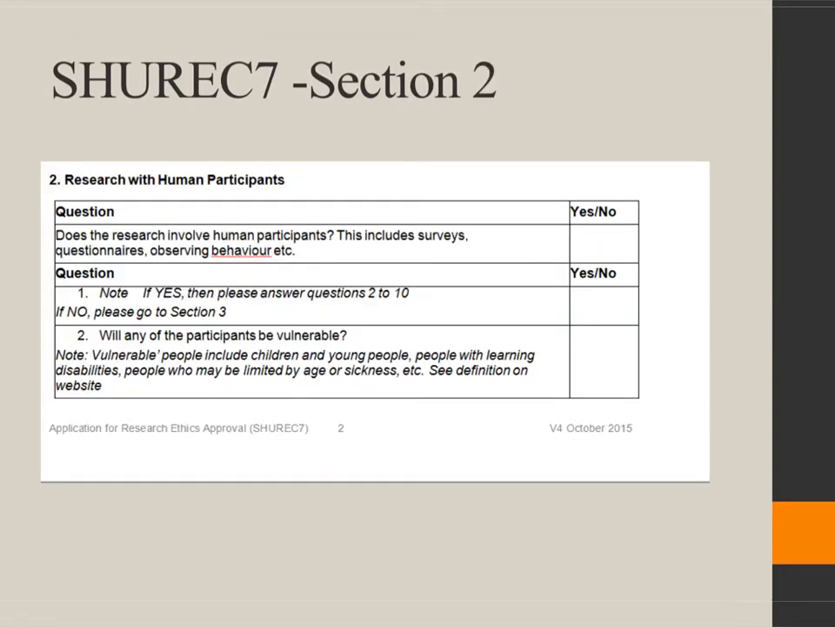So this is section 2, which deals with research with human participants. Again, I'm not going to give you the right or wrong answers, but please read through this carefully and think about whether this applies to you. Are you going to use human participants in your study? And please note, if you say yes, you need to answer questions 2 through 10.